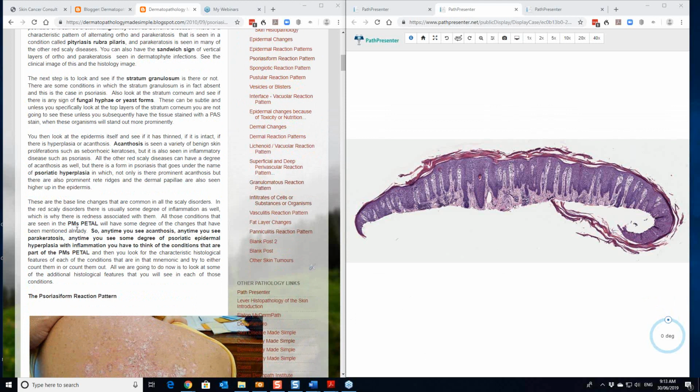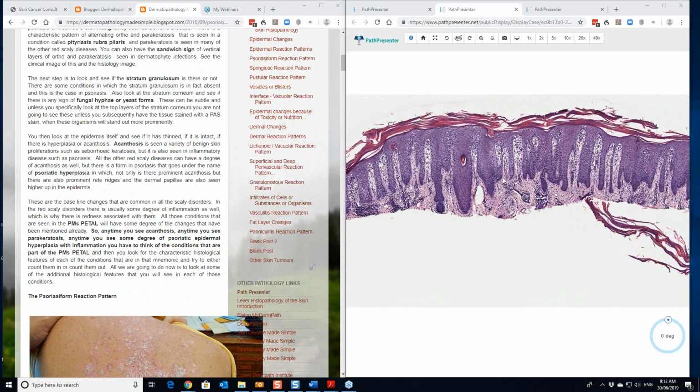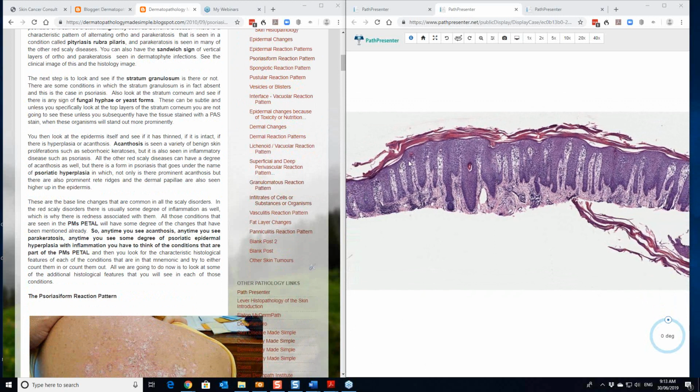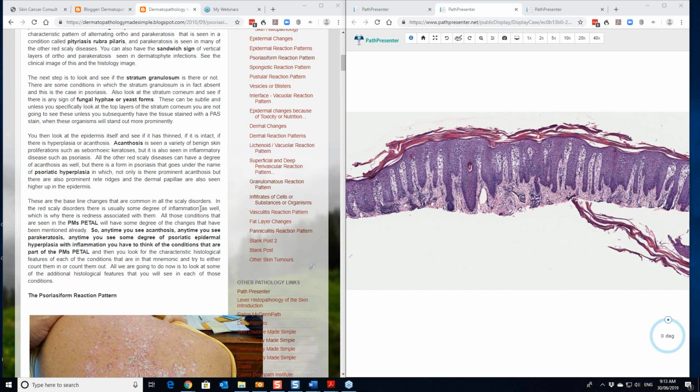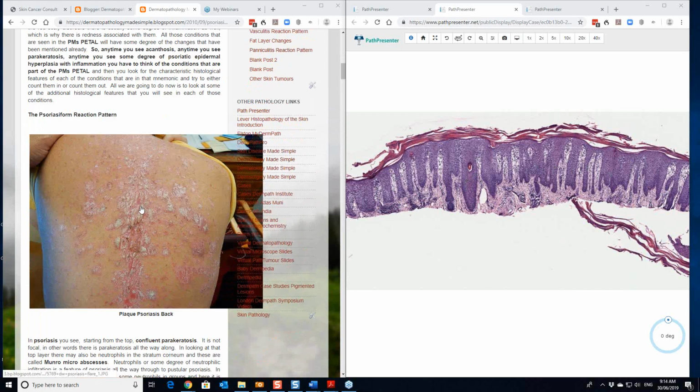So what are the features that you look for that suggest it's a psoriatic reaction pattern? Well, this is psoriasis here on the right. There's usually a degree of acanthosis. That's thickening of the epidermis. Let's go back and just have a quick look at the clinical here. That's psoriasis vulgaris. It's a fairly hyperkeratotic one. You can see all the scale that's there.